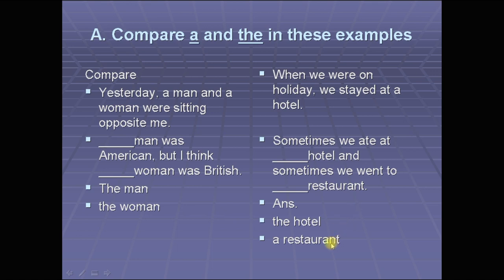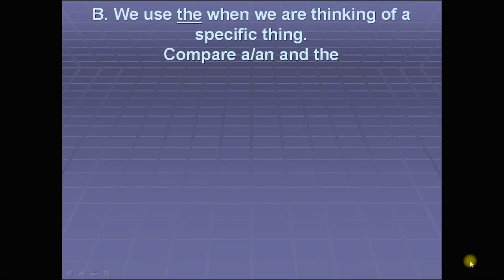Ngayon, makokonfuse tayo bakit dito sa una, "the hotel," and sa pangalawa, "a restaurant." Kasi yung hotel, minention na niya sa first sentence. "When we were on holiday, we stayed at a hotel." So, sa second sentence niya, alam na nung kausap mo kung anong hotel. The hotel. Kaya, yun ang inilagay niya sa second sentence. Pero, ito namang restaurant, "a restaurant" ang sinabi kasi wala naman siyang binanggit na restaurant sa first sentence niya. So, kaya dito sa second sentence, "sometimes we went to a restaurant." So, indefinite pa dito yung restaurant niya. Okay. We use "the" when we are thinking of a specific thing.